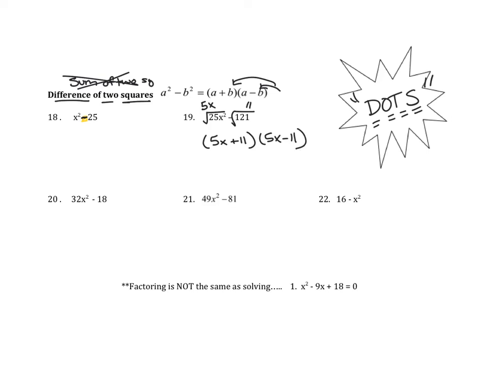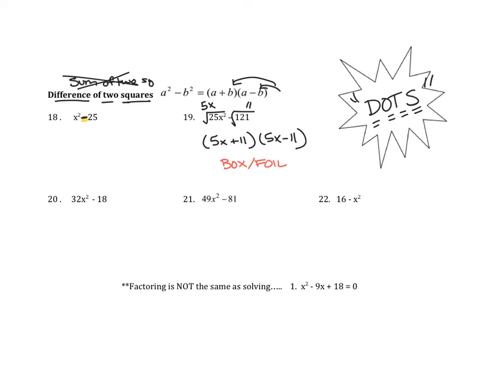So last year when we did this, we realized that we had to change signs. We had to have one positive and one negative, because when we box or FOIL, then my inner and outer terms cancel. And you're going to get 25x squared minus 121 back. So again, if you're ever worried about your answer, just double check it by boxing or FOILing your answer.